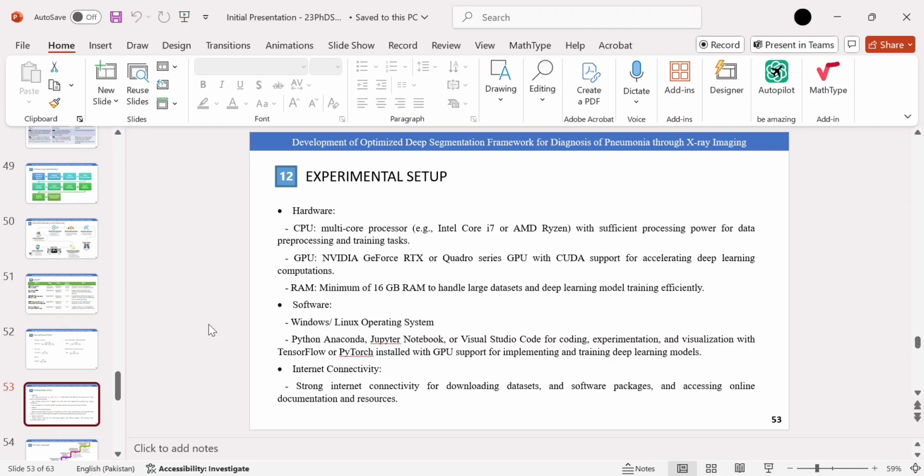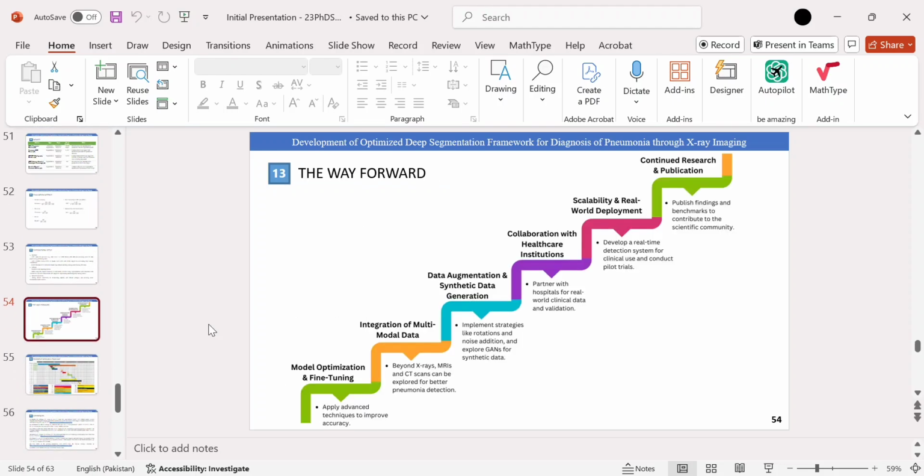The experiments and setup contain the hardware and software and the internet connectivity, and the Python Anaconda software, or the online repositories like Google Colab and Kaggle Notebook, which we can also use for that.